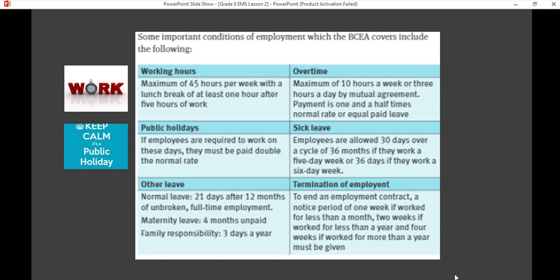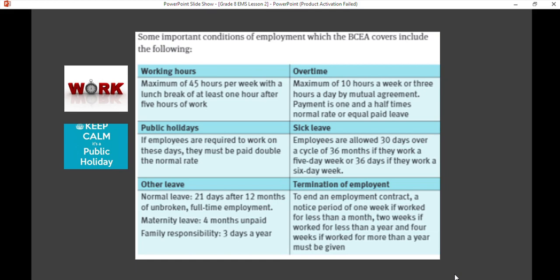Okay, then if you add that up, it's actually just 15 leave days if you look at the working schedule. So it's 15 work days or 21 consecutive weekdays. Okay, maternity leave, you'll get 4 months unpaid. You can take 4 months and not be paid in that period. Family responsibility, you've got 3 days a year. Overtime, you have a maximum of 10 hours a week or 3 hours a day by mutual agreement, and that's normally 1.5 times the normal rate of pay.